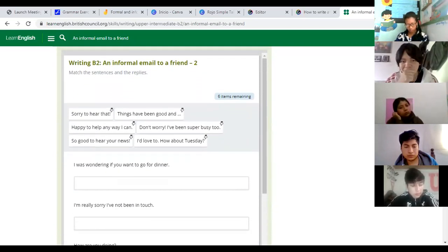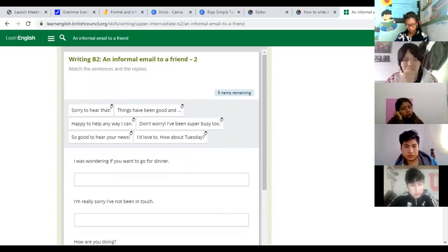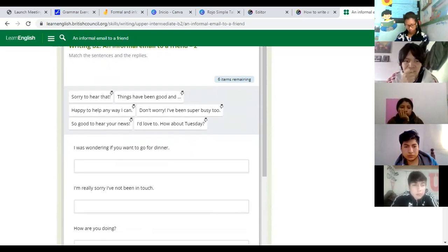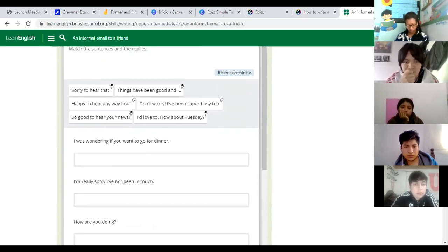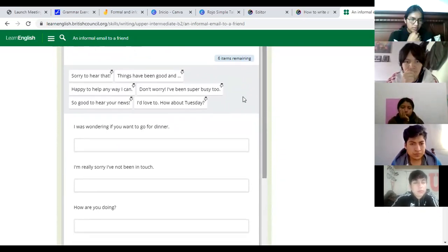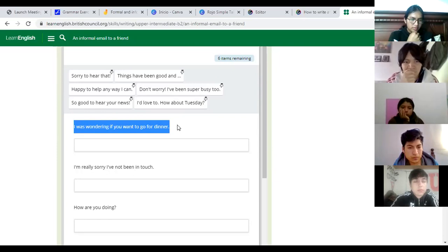Okay. Let's go to the next. It says, match the sentences and the replies. So here we have first, I was wondering if you want to go for dinner. So now we have to give an answer for this. Which of these do you think is the most suitable? La más adecuada for this? I was wondering if you want to go for dinner.